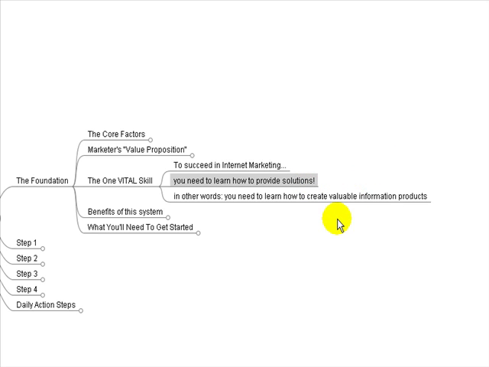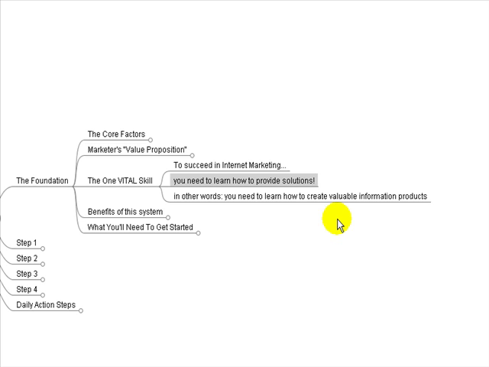In other words, as information marketers, you need to learn how to create valuable information products that people will pay you for, and then consume and perceive a very high value with that, or actually feel as though they're getting their money's worth, all right? That is the pinnacle of internet marketing right there, when you can take people's problems, solve them, and package that up into an information product. And it's a lot easier than you think, believe it or not.